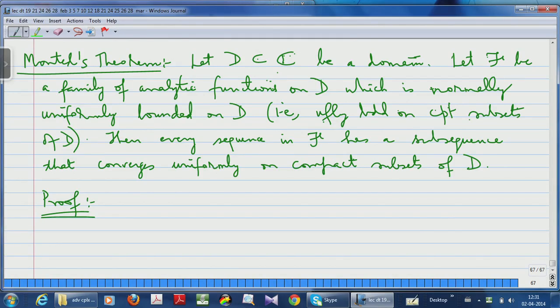So how does one prove this? The proof is very simple. The first thing I want to tell you is that if you are looking at a compact subset of the domain, then there is nothing great because you can directly apply the Arzelà-Ascoli theorem, and you have to use the Cauchy estimates. So for example, let me tell you.